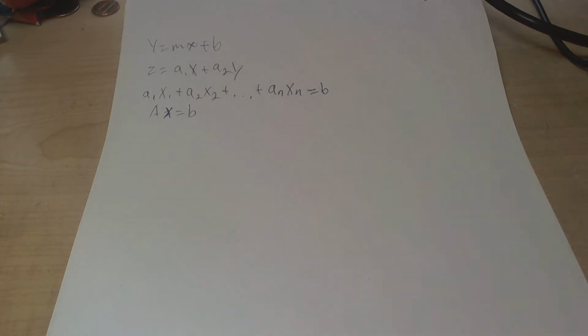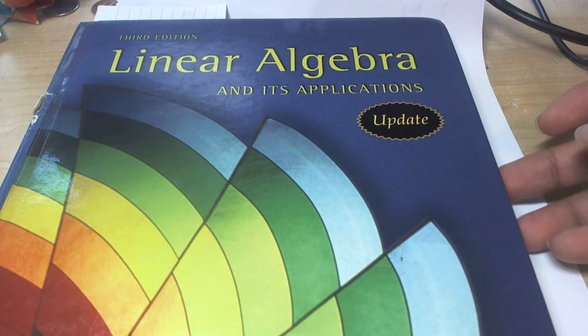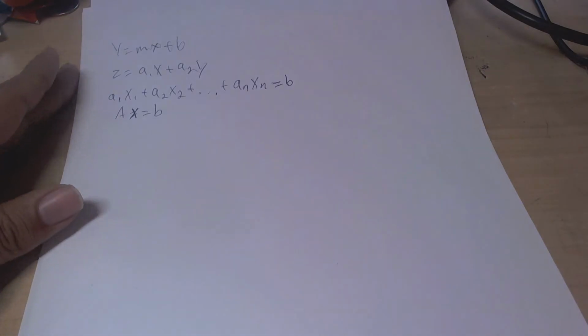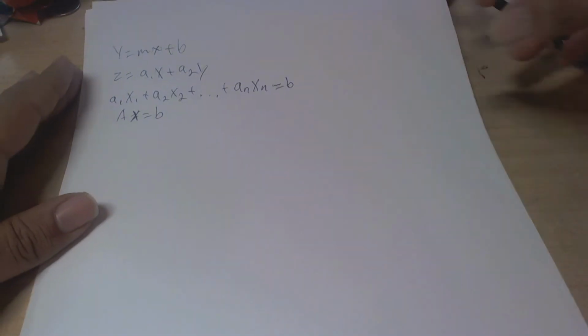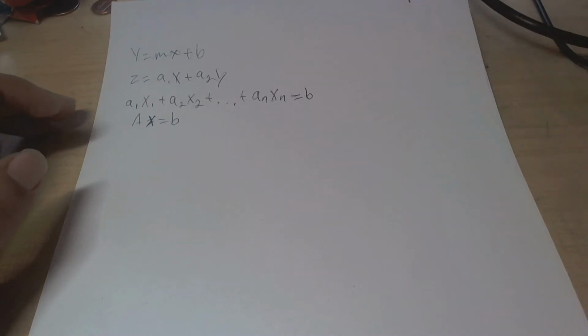For now, I'm going to go ahead and show you the book that I'm going to be using. The book is called Linear Algebra and Its Applications, 3rd Edition, by David C. Lay. I'm not sure which math book you're going to be using, but that's the one that I use throughout my course, and the one that I'm going to be using now.